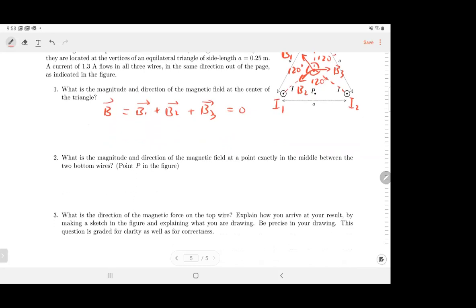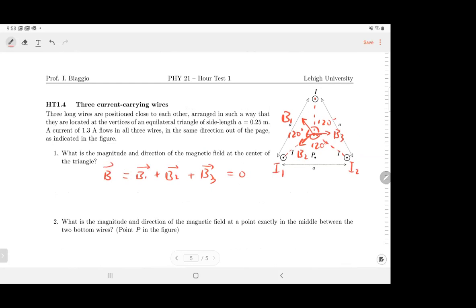Number 2, what's the magnetic field at the point exactly in the middle between the two bottom wires? Okay, first one, let me erase my sketch. I'm going to calculate the magnetic field at the point P, right? Generated by the current one, it goes up, because this is counterclockwise, so this is B1, and generated by the current I2, it should go down, this is B2, right? So you will find that the distances are equivalent, and hold on. Did I get it right? Goes up, goes down. Okay, yeah.